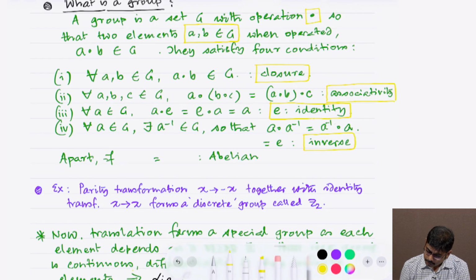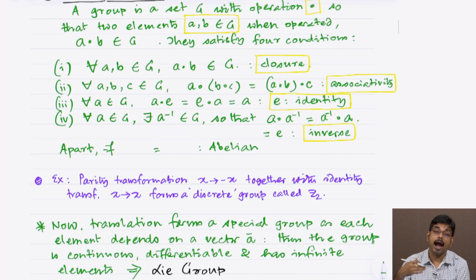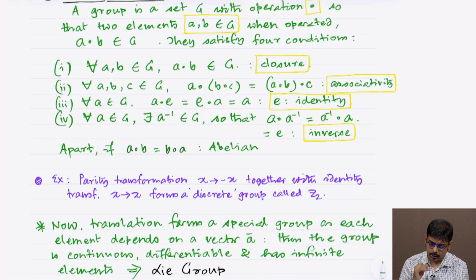Now, there is another important point that I would like to mention. This is an additional property: A dot B is B dot A. This is always true when you are operating with the identity or with the inverse, because the operation with the identity and the inverse always gives A dot E equal to E dot A, or A dot A inverse equal to A inverse dot A. So, that always follows this order, but it is not necessary that you always have A dot B equal to B dot A.